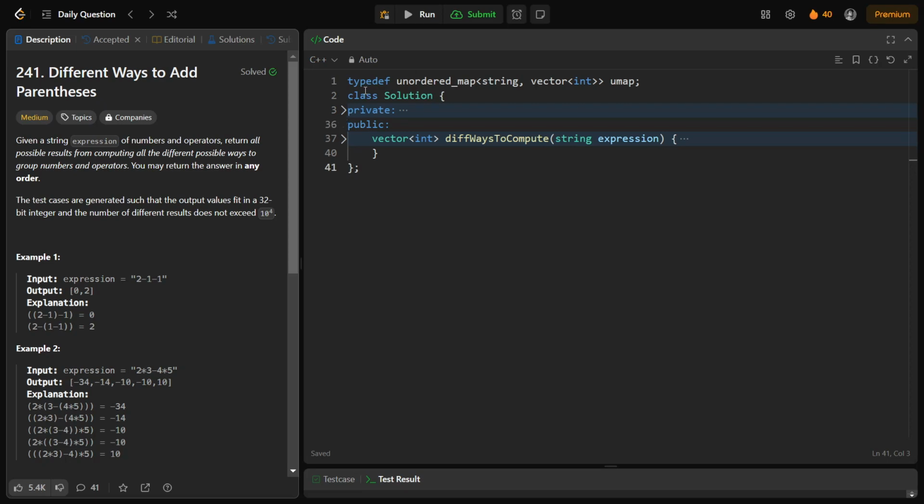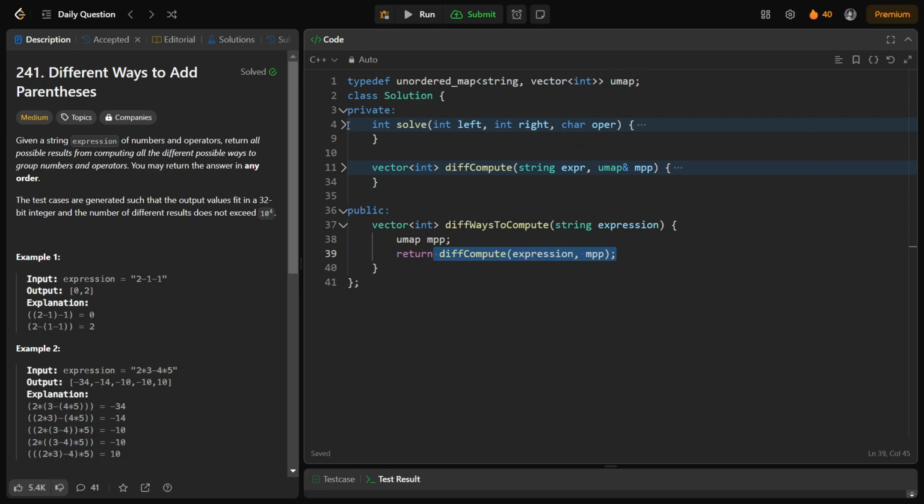So I'm using a map for memorization, and since this expression is quite long, just for defining the data type, I'm using a UMAP, an ordered map. I'm using typedef just to rename this to UMAP. So when this is compiled, UMAP would be replaced with the full type. Then we declare this map and call the recursive function defined. That would actually help. Now let's look at the private section.